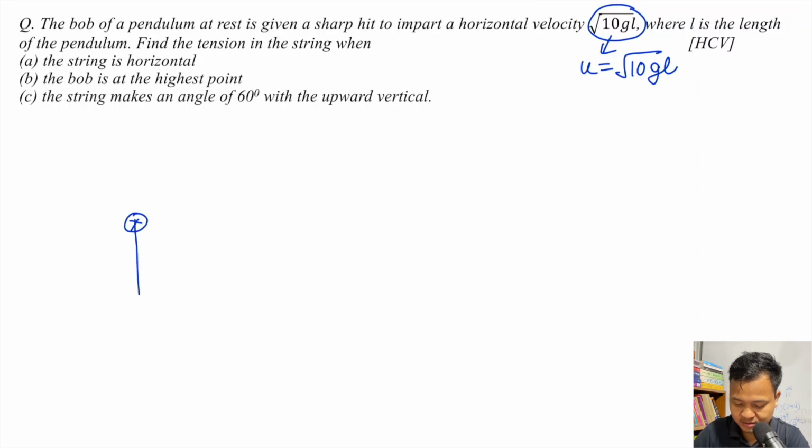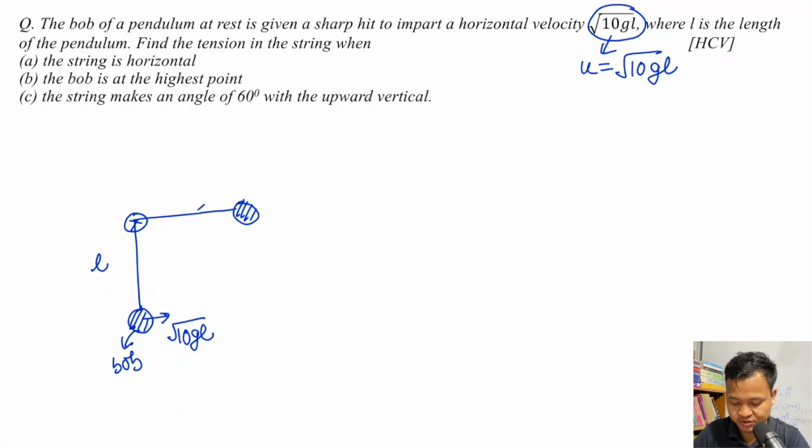So something like this. The pendulum object, so this is called bob. Length L, initial velocity root over 10 ZL. To complete the circle, the minimum is root 5 ZL. Here root 10 ZL is more, so it will complete the full circle. The question is when the string is horizontal, what is the tension? So that is the question.